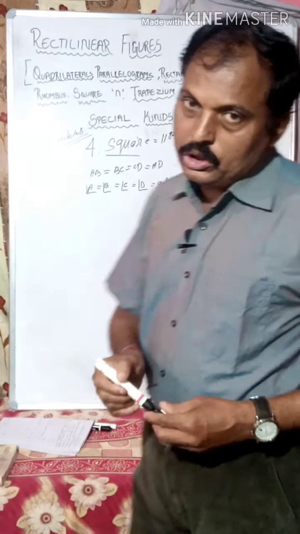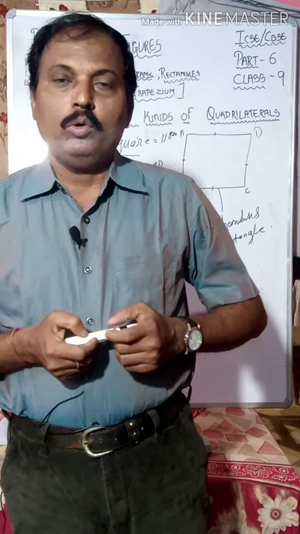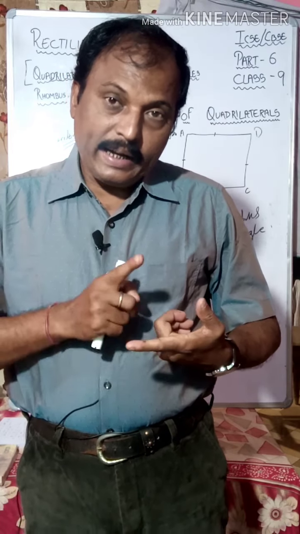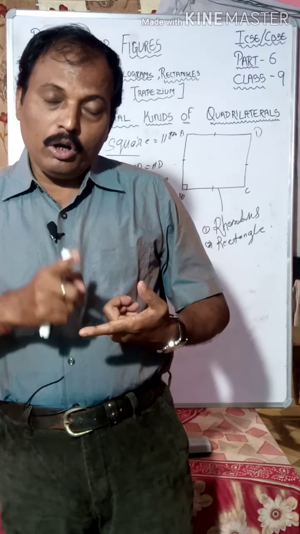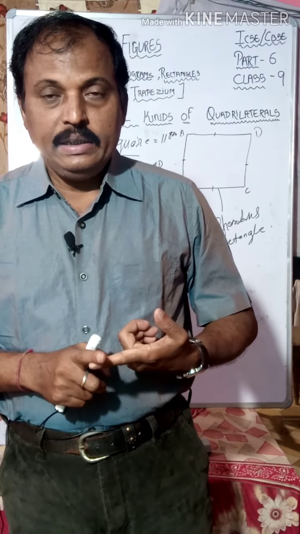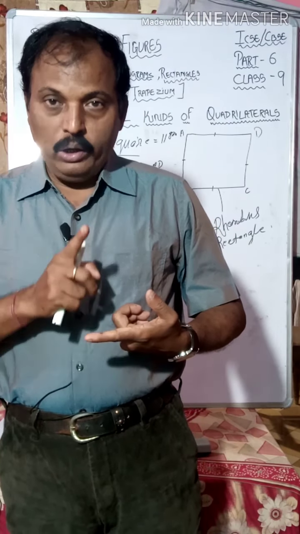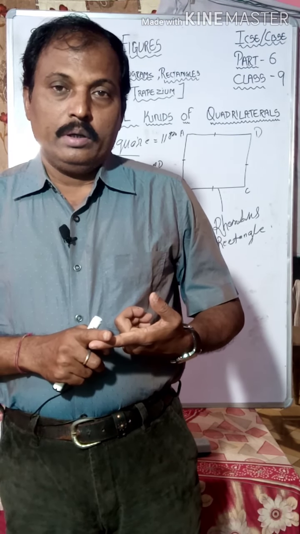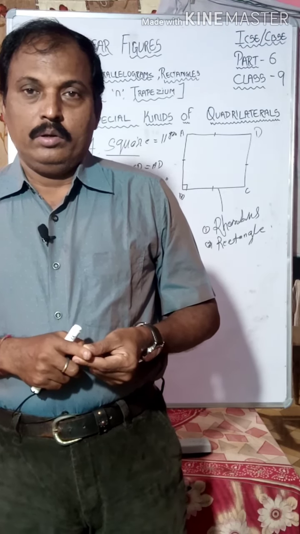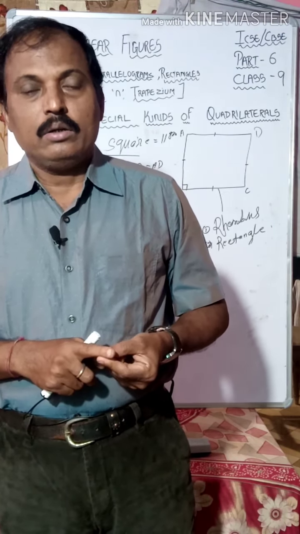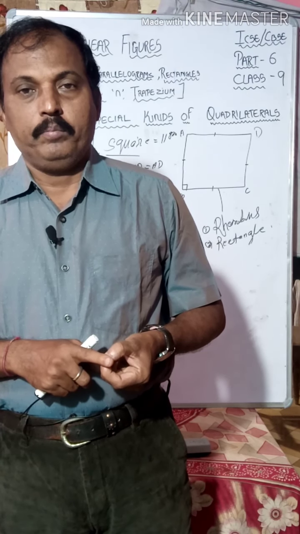Square is a rhombus and square is a rectangle. We know what a rectangle is. A rectangle is a quadrilateral, or a parallelogram, in which each angle, or only one angle, is 90 degrees. Then that parallelogram is called a rectangle.